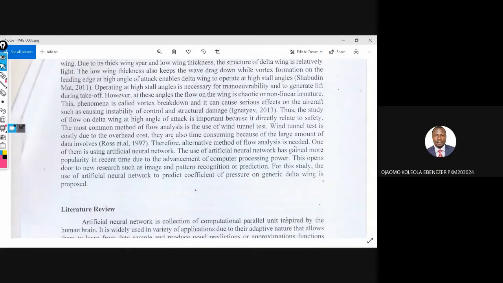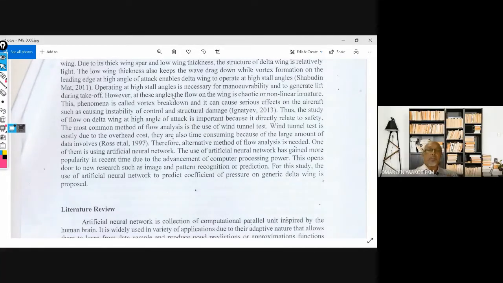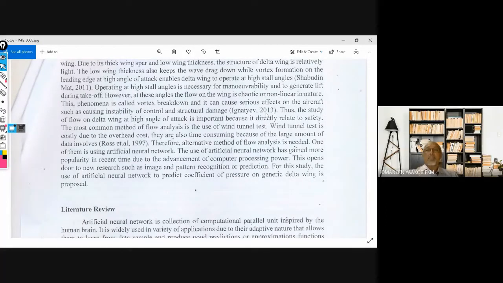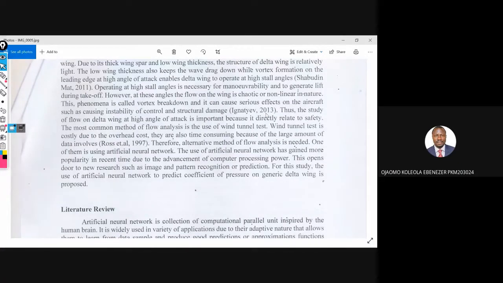So, yep. So this Ignatieff 2013. Sorry. There's a reference there. I'm still getting confused. That Ignatieff 2013, Ignatieff 2019, about this phenomenon is called vortex breakdown, and it can have the effect on aircraft such as causing instability of control and structural damage. Ignatieff 2013. Yeah. So the two of them together are inside the bracket. And the ones we've been seeing before, they are separated. It's only the date, the year, that is inside the bracket. So it's kind of giving me confusion.